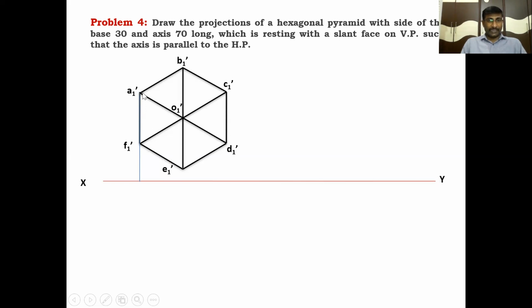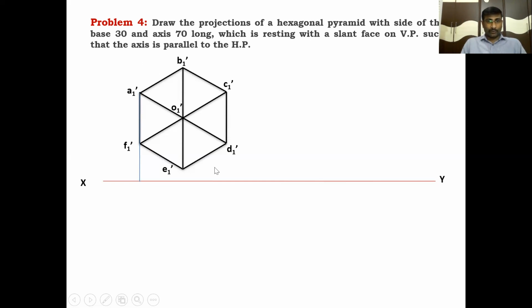So like that, A1 dash, B1 dash, like that up to F1 dash, you have to give the naming for the corners. And the apex is O1 dash. O1 dash is the apex point, that is the center point of the hexagon here in the front view. Clear? So this hexagonal pyramid has the apex O1 dash and the length of the axis is 70 mm.